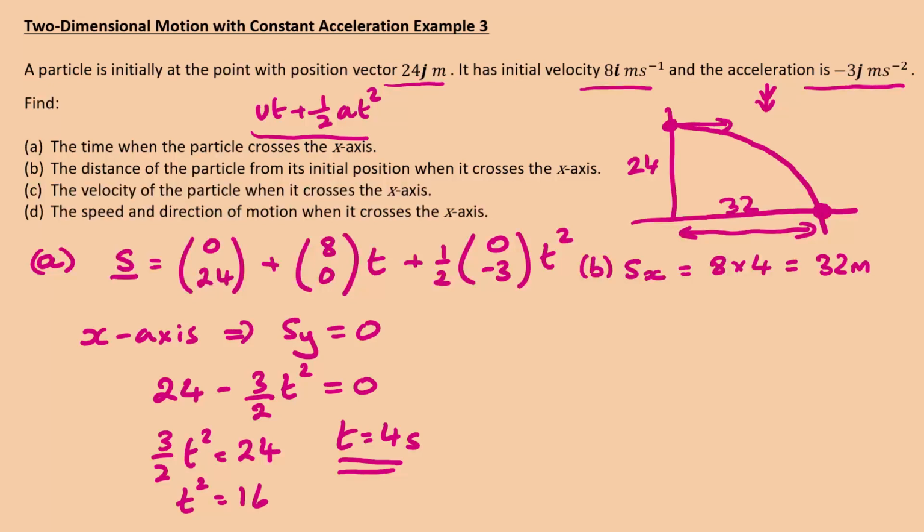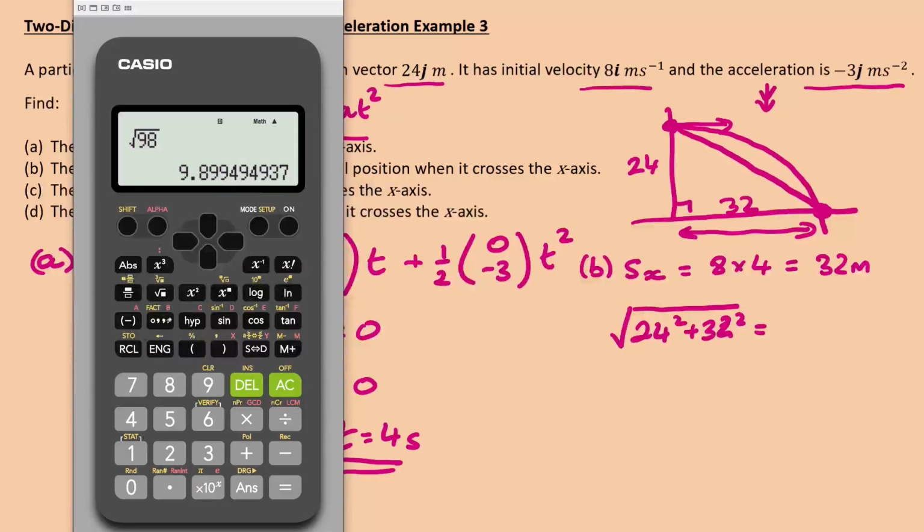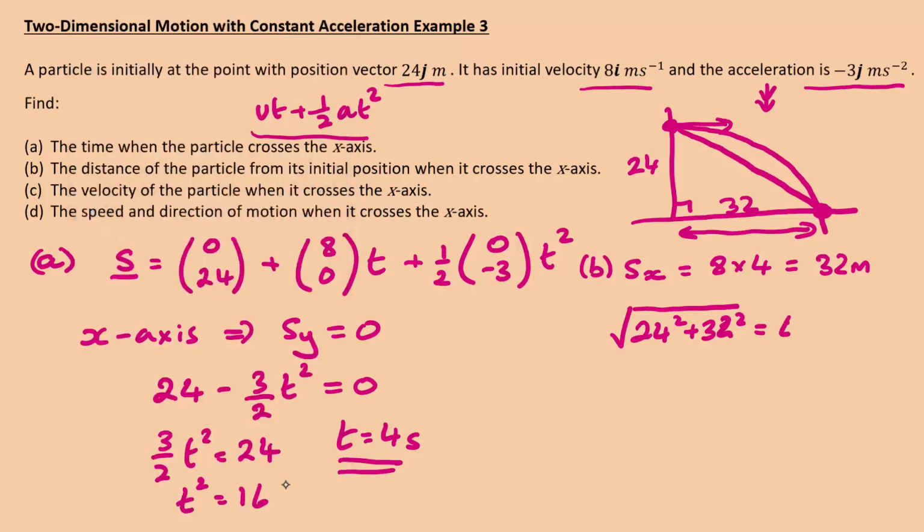So if this is 32, the distance is going to be the third side of that triangle, so it's just Pythagoras. So it's just the square root of 24 squared plus 32 squared. So we can calculate that. The square root of 24 squared, add 32 squared, is 40.